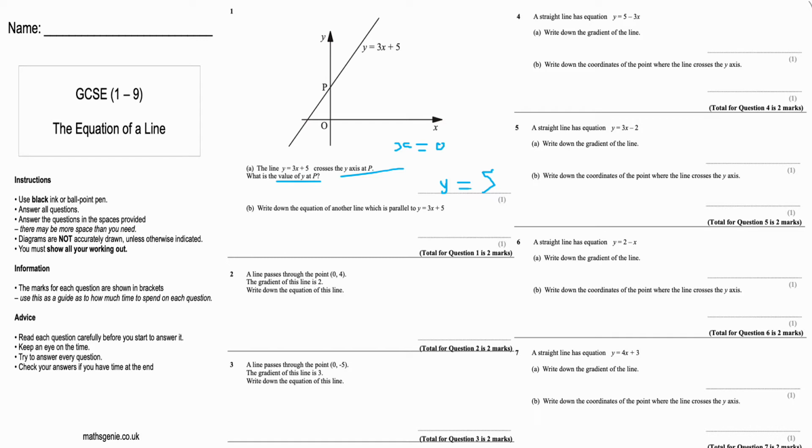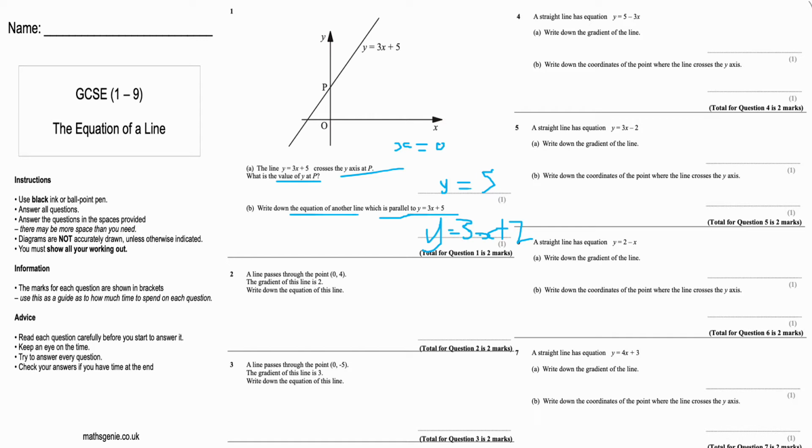This is part B. Write down the equation of another line which is parallel to this. So parallel means it has the same gradient, so the same coefficient of x. So y is equal to 3x plus 2, for example. That is another one.